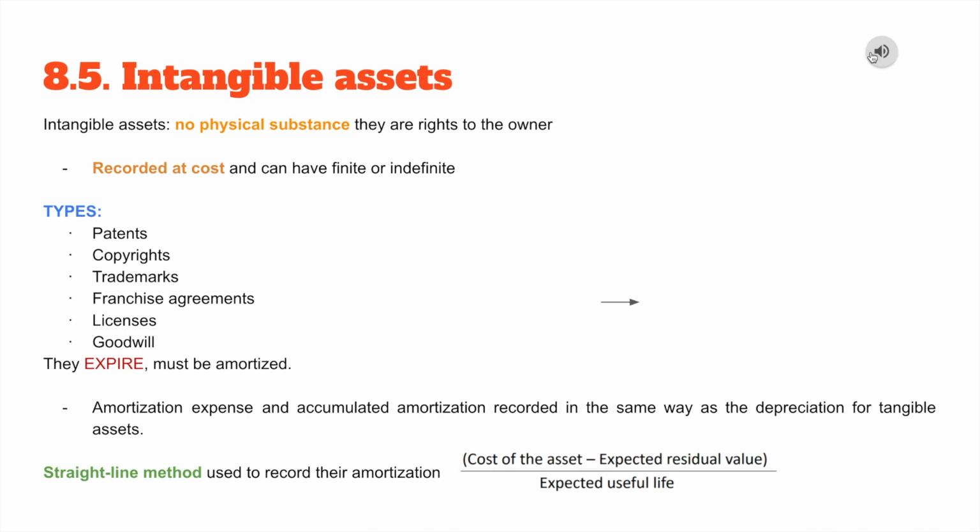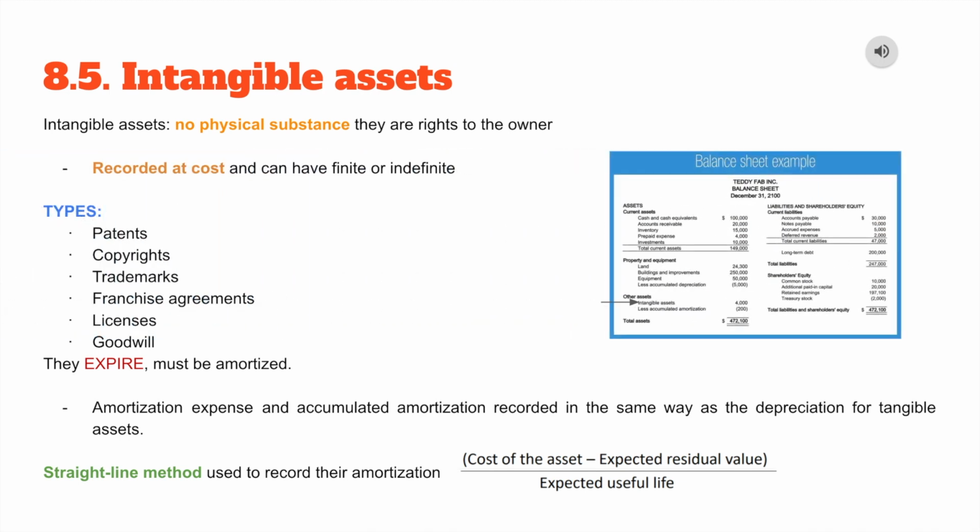Also, intangible assets expire, so they must be amortized. Their amortization expense and accumulated amortization are recorded in the same way as the depreciation for tangible assets. The straight line method is used to record their amortization. Also here at your right, you can see a balance sheet example, and here you can see the intangible assets.